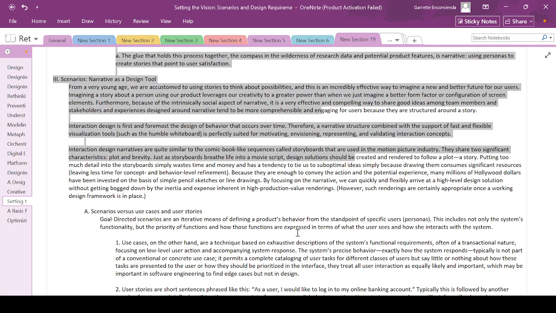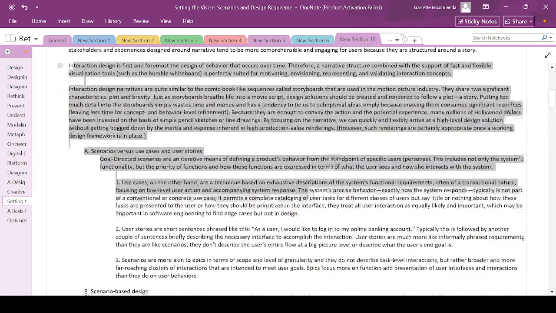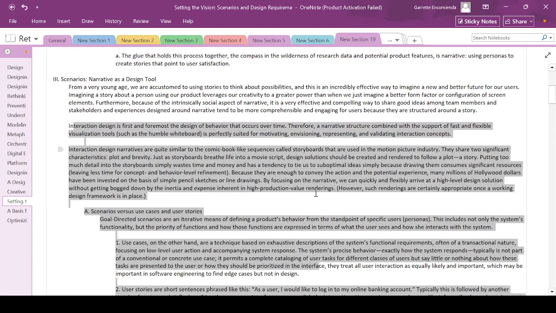And experiences designed around narrative tend to be more comprehensive and engaging for users because they are structured around the story. Interaction design is first and foremost design of behavior that occurs over time. Therefore, a narrative structure combined with the support of fast and flexible visualization tools such as a humble whiteboard is perfectly suited for motivating, envisioning, representing, and validating interaction concepts.